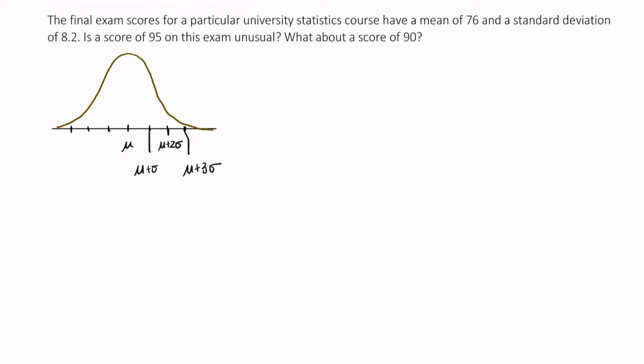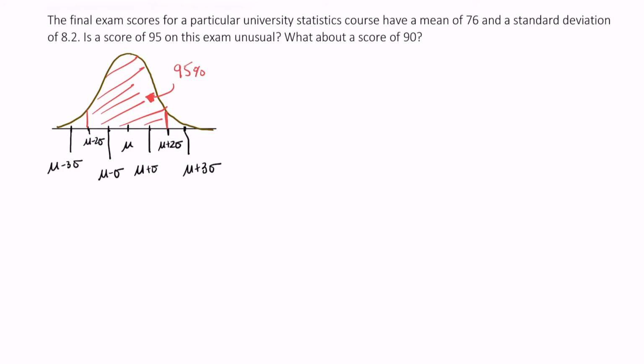On the left, we can label these similarly. This one here is mu minus sigma. Here I have mu minus 2 sigma. And then finally, mu minus 3 sigma. And according to the empirical rule, the majority of the data is going to be within 2 standard deviations from my mean. So that would be in this space here. So about 95%, in fact, of our data should fall within this portion of the bell curve.